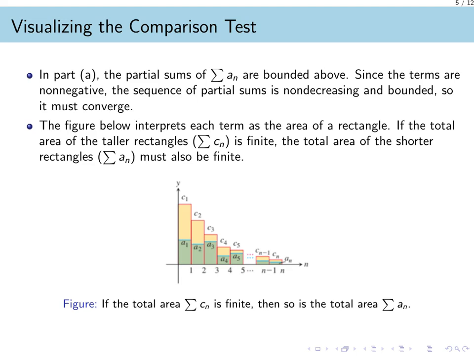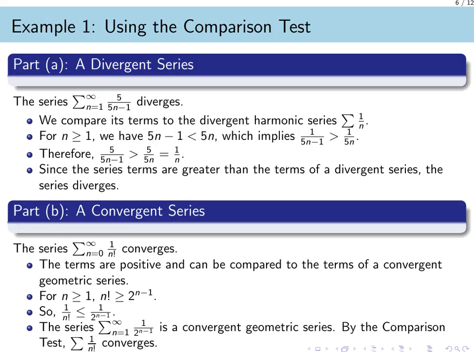Therefore, if the larger series converges, the smaller series must also converge. This slide shows how to apply the comparison test using two important examples, one for divergence and one for convergence. First, let us examine the series with terms 5 over the quantity 5n minus 1.